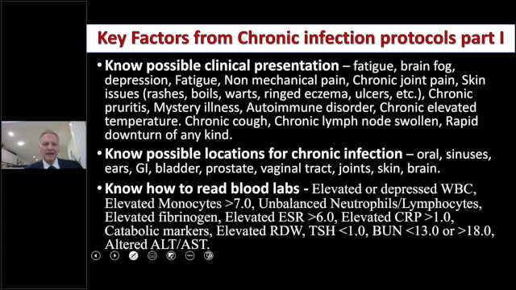mystery illness. And then go on down to this one, where we have possible locations for infections: oral, sinuses, ears, GI, bladder, prostate, vaginal tract, joints, skin, brain. Of course, you can have infections anywhere. You can have them in the gallbladder. You can have them in different areas of the body I don't have listed here. These are just my clinical experience, the places I've seen the most frequently. And we're going to talk about blood in a minute while we go through here.